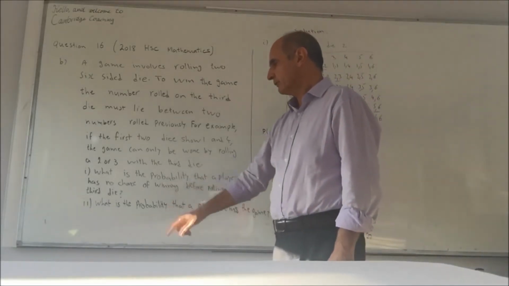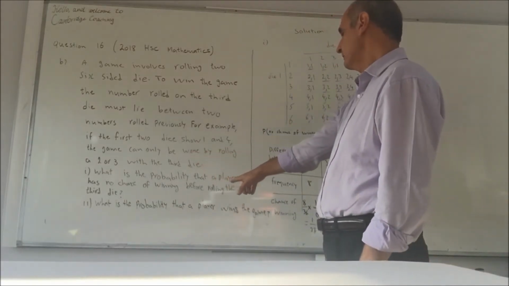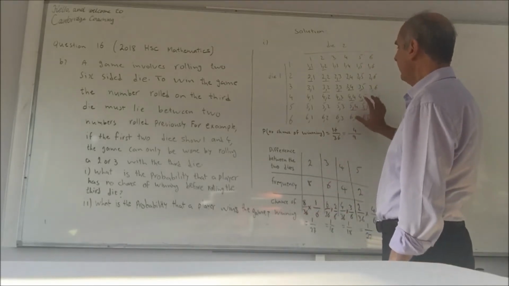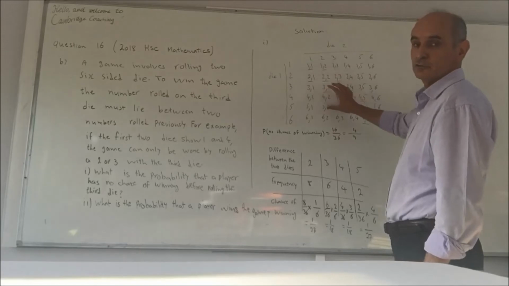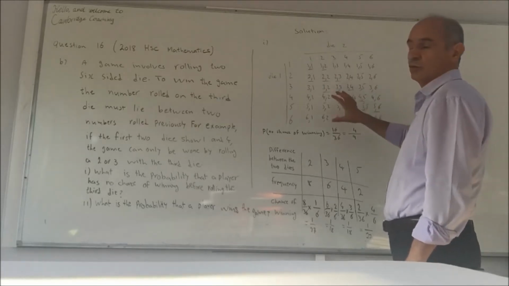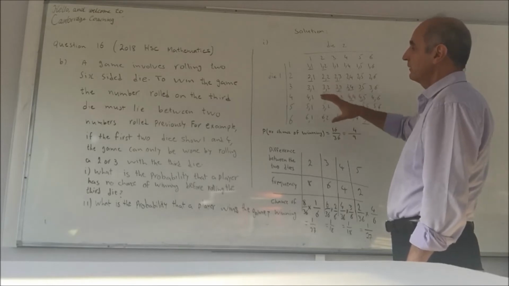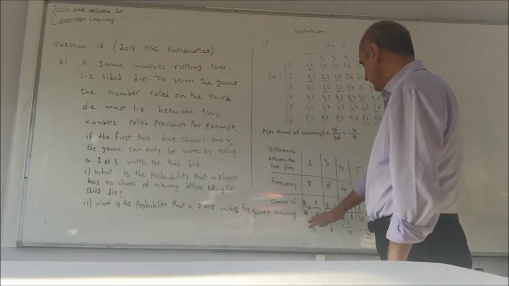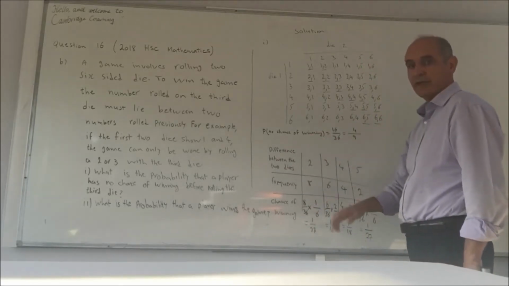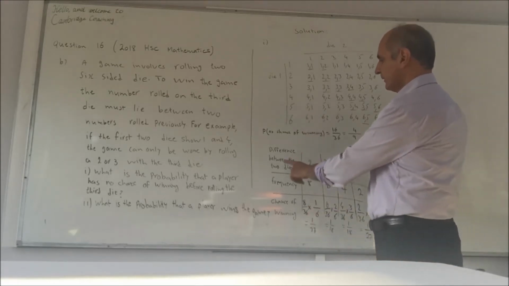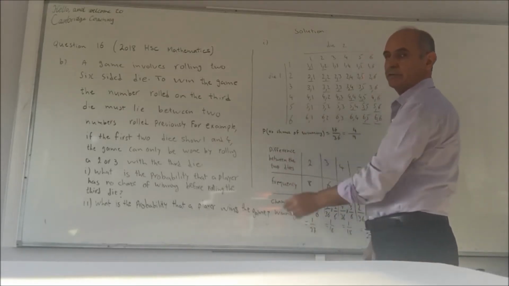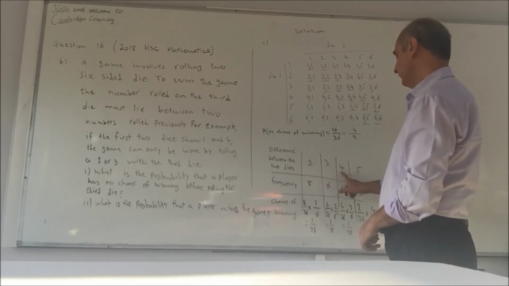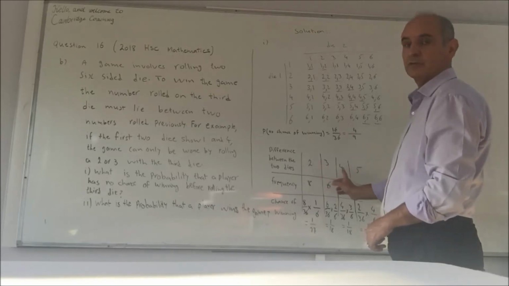For the second part, the question is asking what is the probability that a player wins the game. For us to win the game, none of these underlined situations should happen in the first round, and in the second round we should also get a number which is between them. I've created this table to show those situations. So the difference between the two dice when we throw them at the start could be either 2, 3, 4 or 5 for us to win.